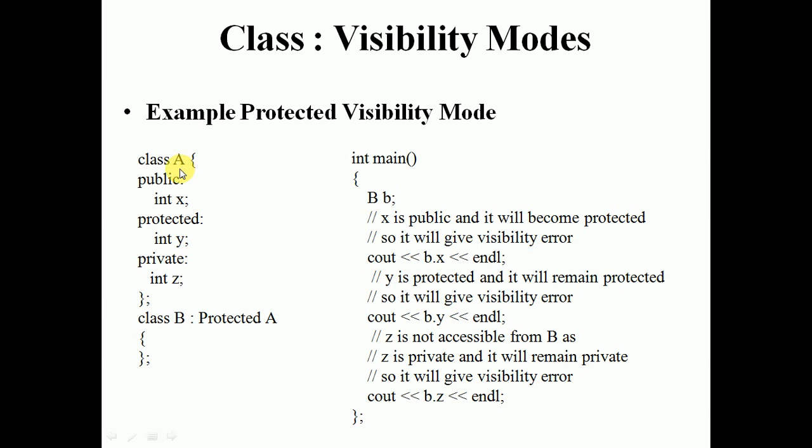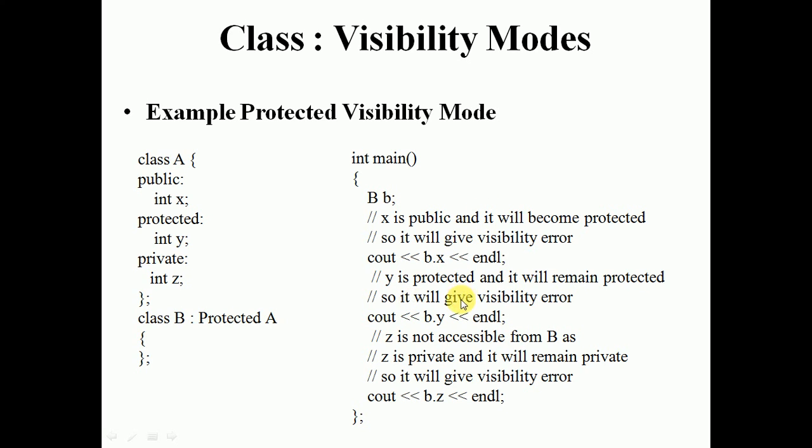Same example we will see. Three sections. Class A is the base class and class B is the derived class. Only difference is here we are accessing class A in a protected visibility mode. Going to the void main, create the object of class B, that is the derived class. When we access the variable x that was in the public section, which will become a protected member of class B. As a protected member, we cannot access it outside the class, so here a visibility error will occur.